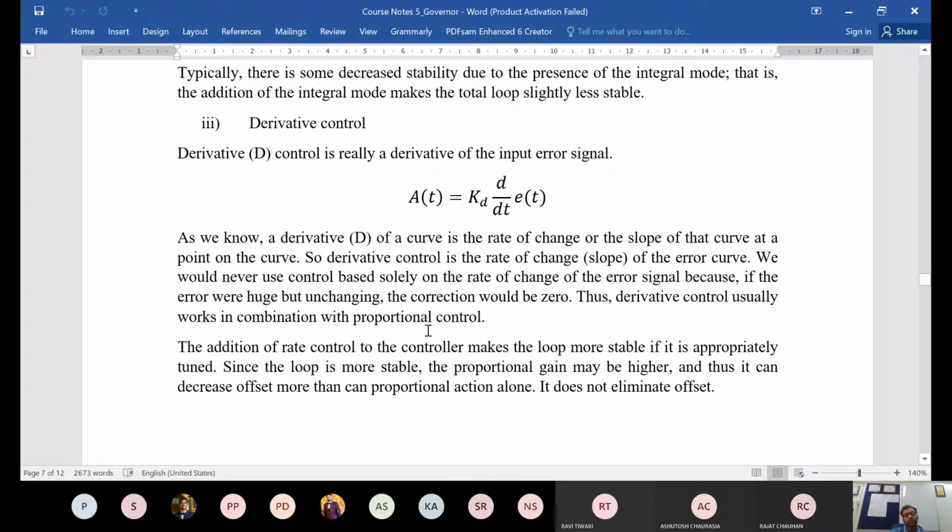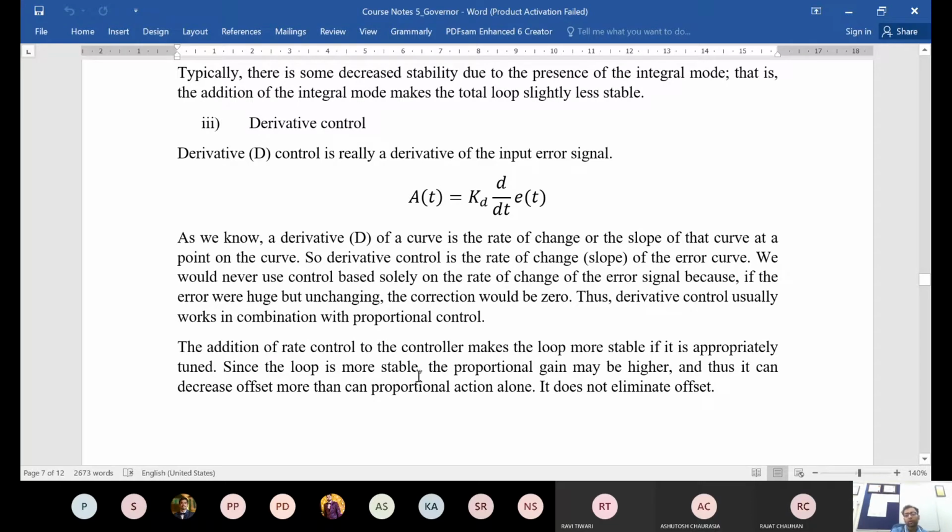Proportional control gives a stable and robust mechanism in terms of the control mechanism. Integral control helps you cut down the offset, and derivative control improves the speed of response or the dynamic response. So the addition of the rate control to the controller makes the loop more stable if it is appropriately tuned. Since the loop is more stable, the proportional gain may be higher, and thus it can decrease offset more than proportional action alone.